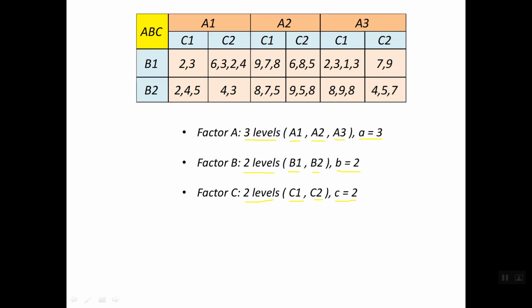If you count the combinations between these 3 factors, simply you can multiply a times b times c, and you will get 12. So the number of treatment groups, or combinations between the factors, is simply the multiplication of the levels of the 3 factors, which is equal to 12. So we have 12 groups for the treatment.